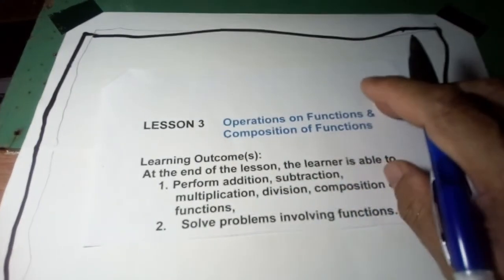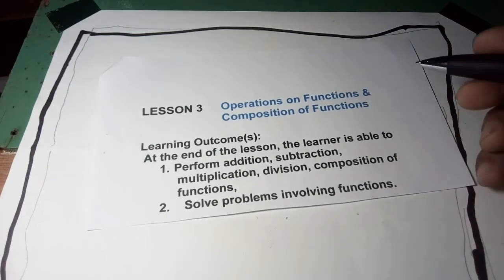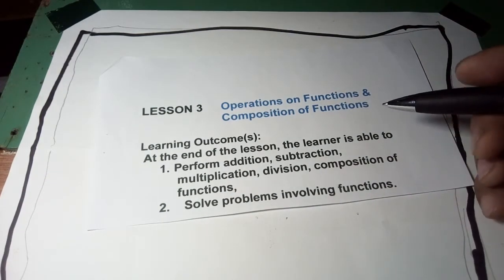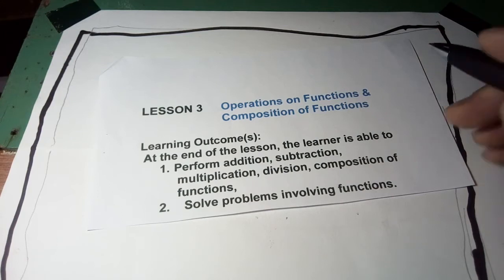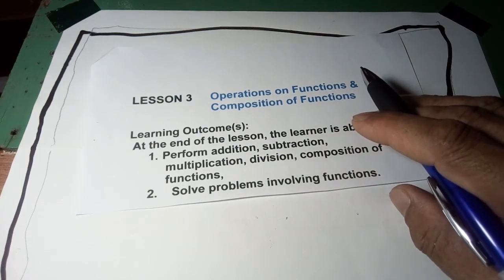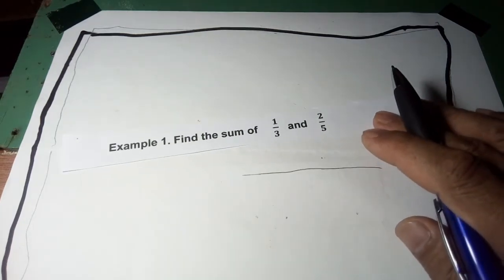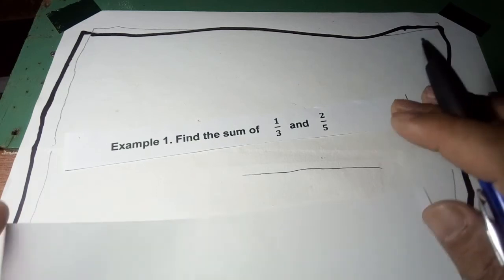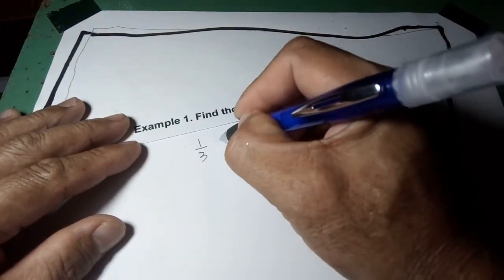Okay, next, operations on functions and composition of functions. So we should recall our knowledge about addition, multiplication, subtraction, division of fractions. Let us start with simple fractions. Find the sum of 1/3 and 2/5. So 1/3 plus 2/5.